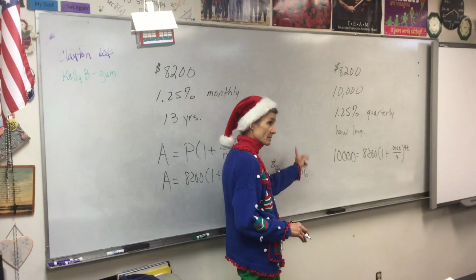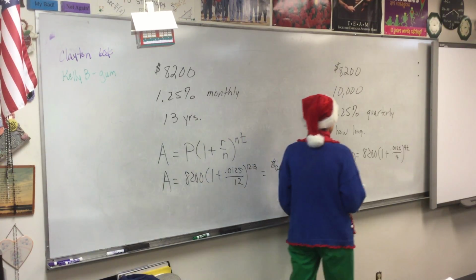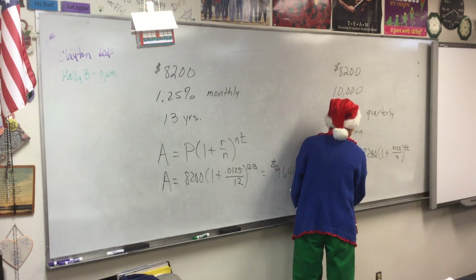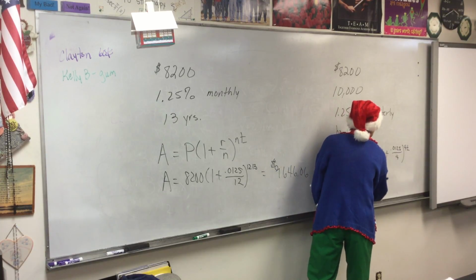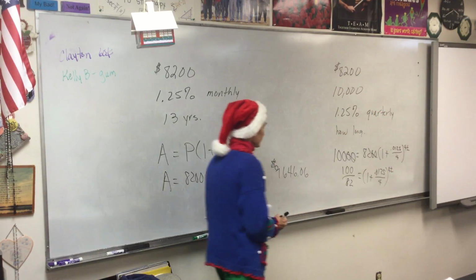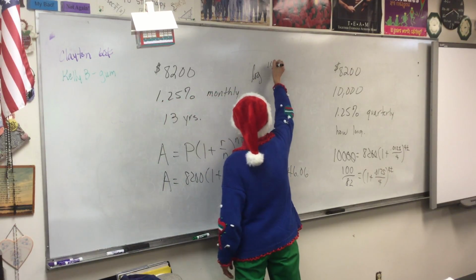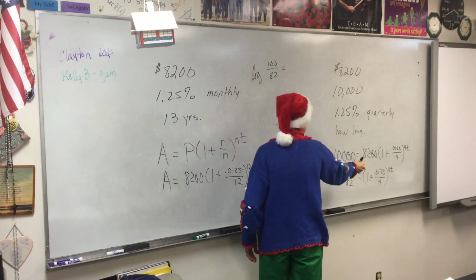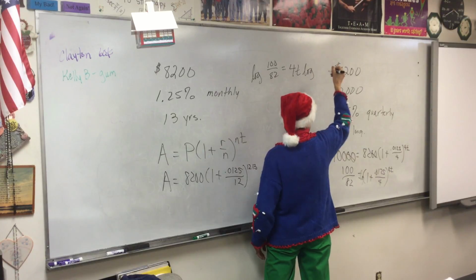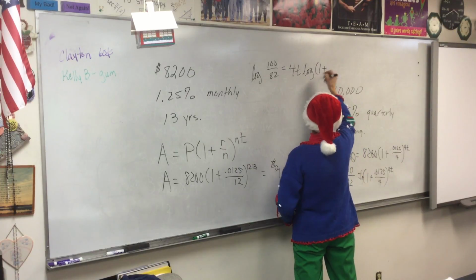So I'm going to take the logarithm, but before I take the logarithm, what do I need to do? Divide by 8,200. So I basically have 100 over 82 equals 1 plus 0.0125 over 4 to the 4t power. Now I can take the logarithm of both sides, and when I take the logarithm here, that exponent's going to come out, right? That's why I took the logarithm, to get that exponent as a coefficient now.